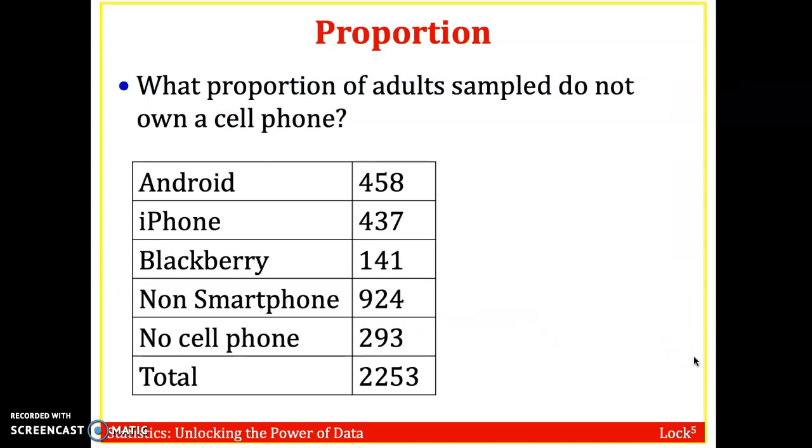Okay, so from this information, what proportion of the adult sample do not own a cell phone? We just need to take, this notation is p-hat, 293 divided by 2253.